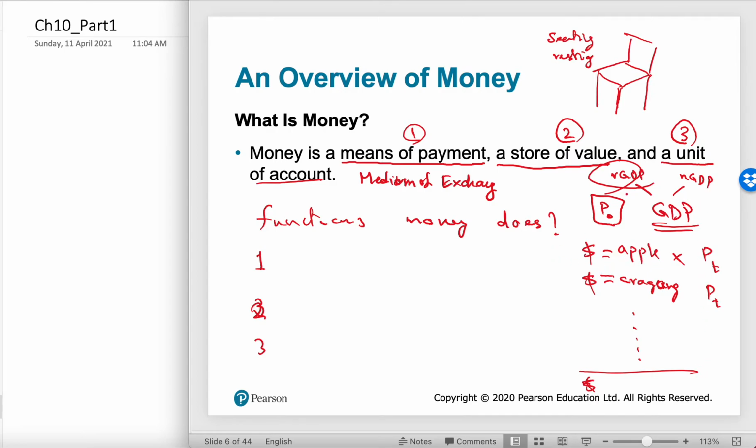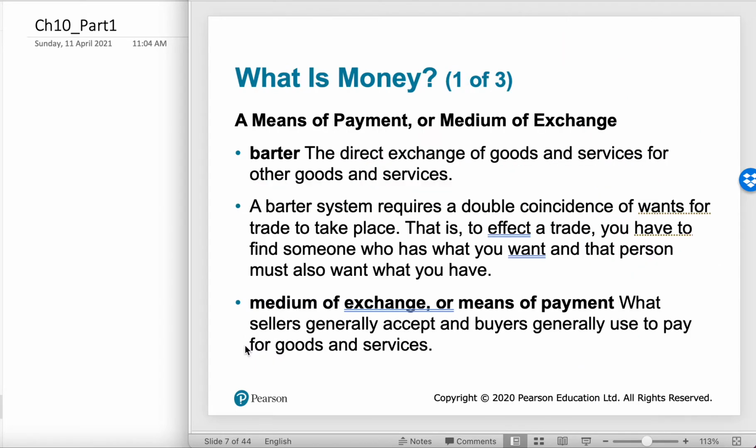So the unit of value is what we call money. Money is the way that we can actually say how much everything else is worth in terms of one item. So this functional definition of money is very useful. Means of payment, as I said, is also called medium of exchange. What does medium of exchange mean?